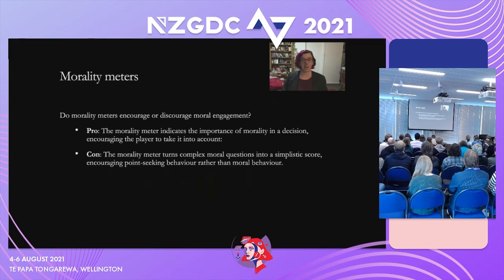On one hand, they prompt moral motivation by showing that morality matters in the game, and they ask the player to consider the moral value of their actions. On the other hand, they're often accused of oversimplifying morality and reducing it to just a point scoring exercise. And so players are driven to optimize their score rather than choose what's right for its own sake. We're interested in exploring this question experimentally and seeing exactly how does a morality meter affect a player's experience of the game, and how does it affect the choices that they make in a game.